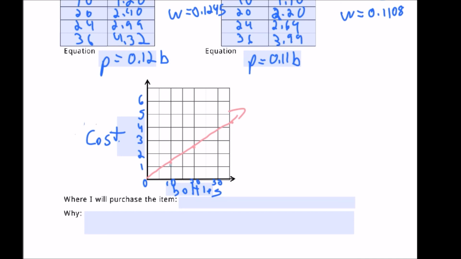Alright, so for the other one, we got 10 for $1.10, so right about there. 20 for $2.20, so right about there. 36 was just under $3.99. So you see their second line here is there. So whatever line's lower is going to be where you want to buy this. So we're going to buy this at store 2.